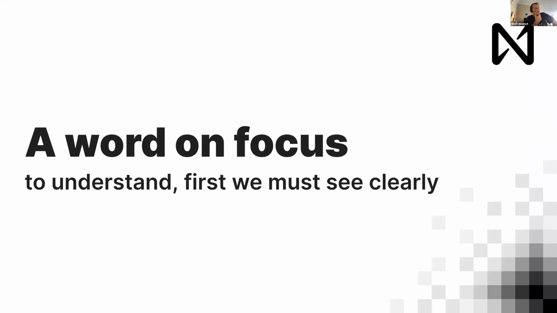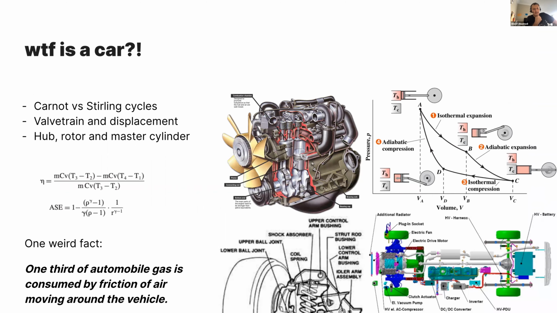So what's a car? Exactly. What is a car? You may have heard of a Stirling cycle or a Carnot cycle. It just sounds similar, but it's not about the car specifically. Valve trains, maybe hub, rotor, master cylinder. Maybe you've seen some of these equations around the efficiency of the engine. You might know some weird fact about the car, like 1/3 of gas is consumed by friction going around the vehicle. You might recognize some of these diagrams here. You might recognize an engine or the wheel assembly or the Carnot cycle on the top right.